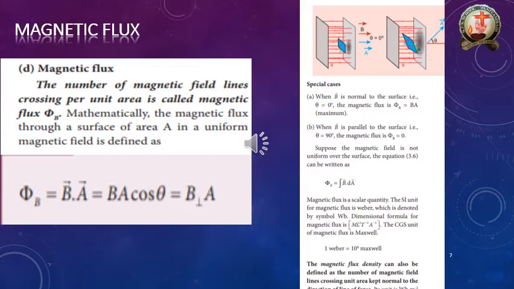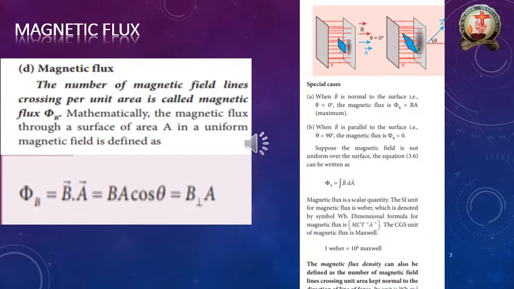This is the formula of magnetic flux, and we know already B bar dot A bar can be written as BA cos theta, based on the vector dot product, correct? So B bar dot A bar is equal to BA cos theta. Okay, now you can remember one point here. This formula for magnetic flux can be used in a uniform magnetic field only.